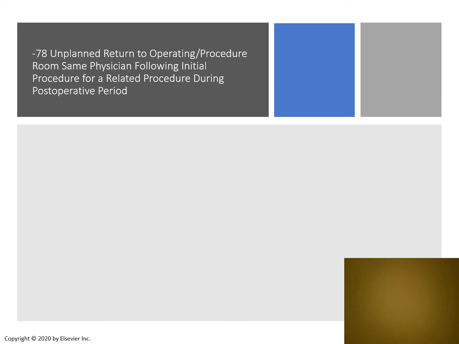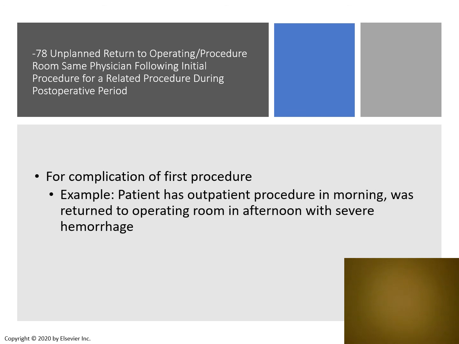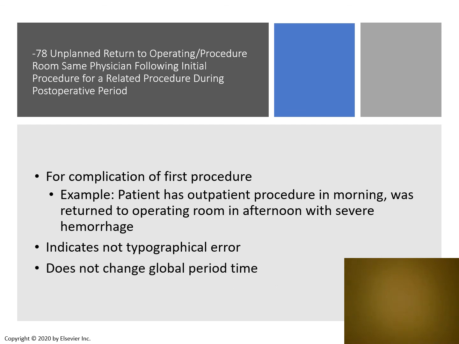78: unplanned return to the operating room by the same physician following the initial procedure for a related procedure during the post-op period. The reason for the return is going to be a complication of the first procedure. Like a patient has an outpatient procedure in the morning and is returned to an operating room in the afternoon with severe hemorrhage. It does not change the global period.